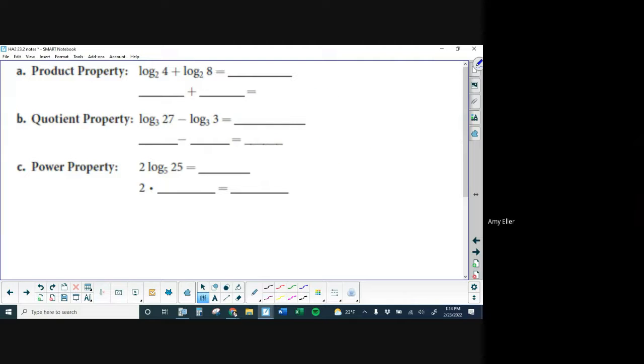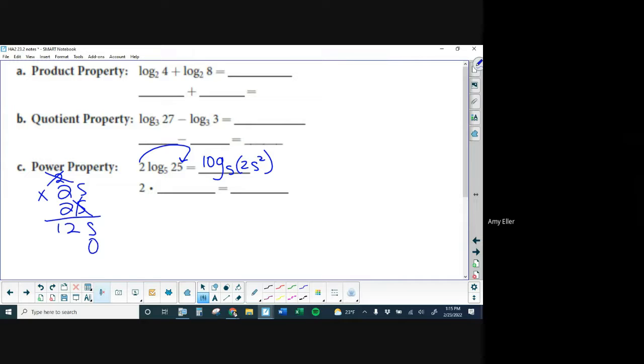Power property. Remember this coefficient could be written as my exponent. So I would write log base 5 of 25 squared. I could do 25 squared in my head, I should say on paper. That's one I don't always remember because I know I can find it if I don't remember. So we should be able to do this kind of work. 5 times 5 is 25. 5 times 2 is 10. Add that.